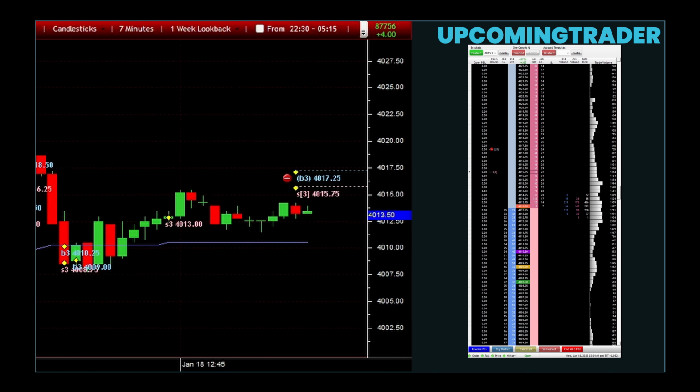Imagine being able to visualize exactly where the bulk of market activity is taking place, knowing where traders are committing the most volume and identifying those key levels that can either make or break a trend. That is what the standard volume profile brings to the table. We will start by looking at the standard volume profile.